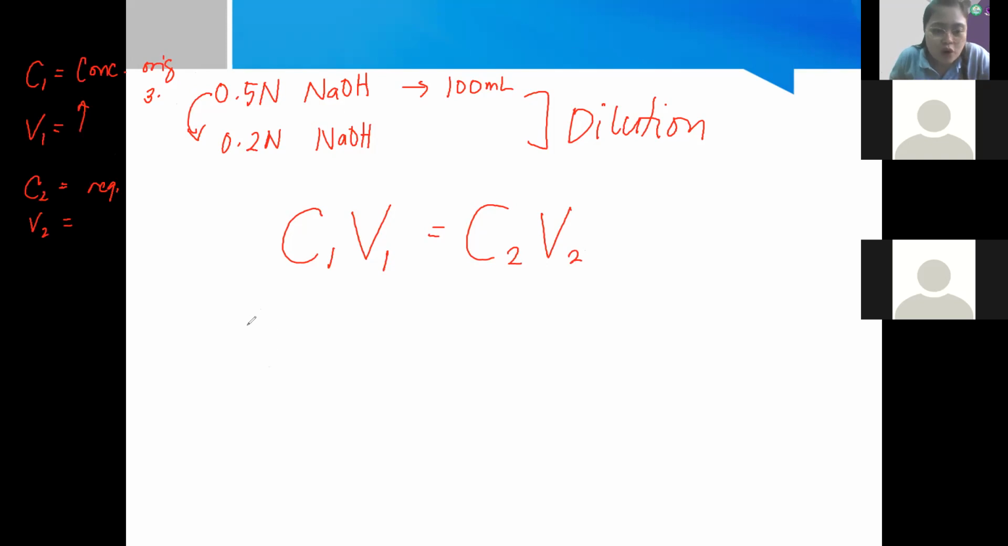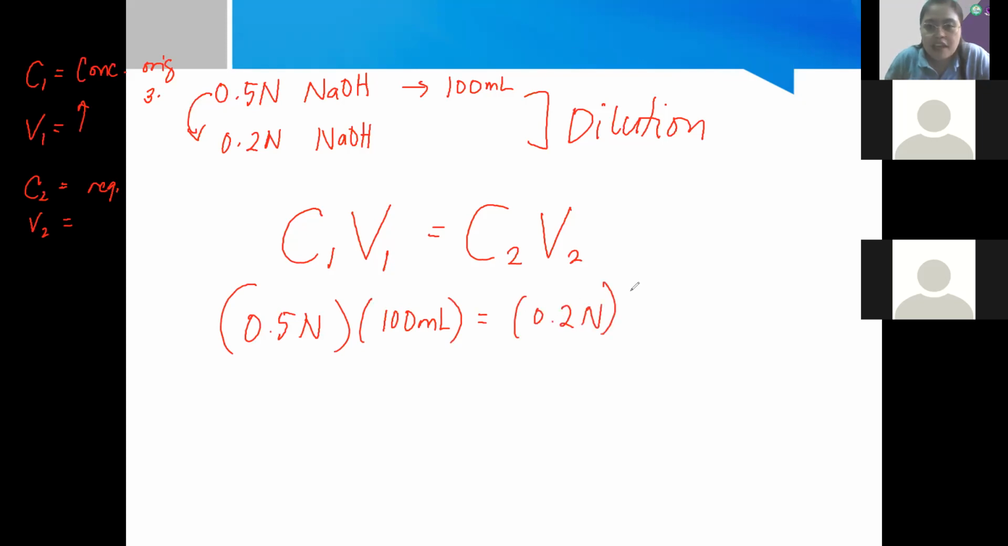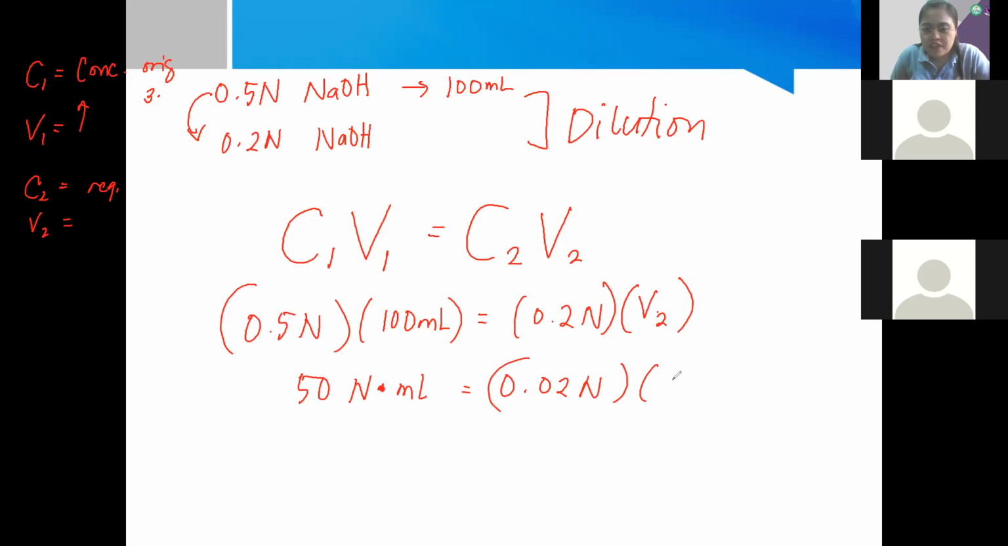The original solution, ang concentration niya, 0.5 N. Tapos, ang available niya na volume is 100 ml. Tapos, ang kailangan mo, 0.2 N. Meaning, we will be computing for the V2 here. I'll teach you the process later after natin makompute ang V2. So, isolve mo lang. 100 times 0.5 is 50 N times ml, equals, kay multiplication man na silang duha, 0.2 N times V2.